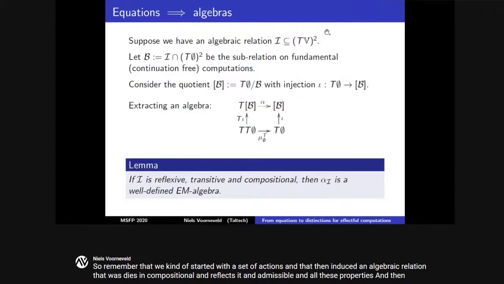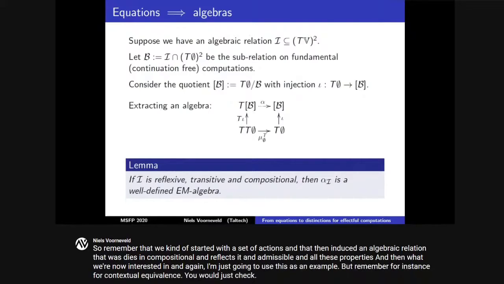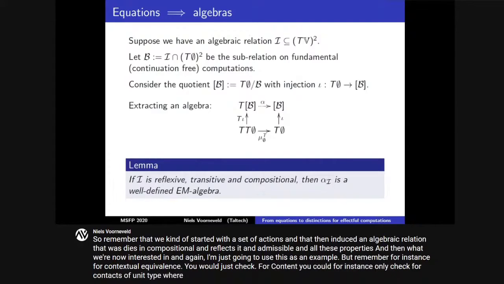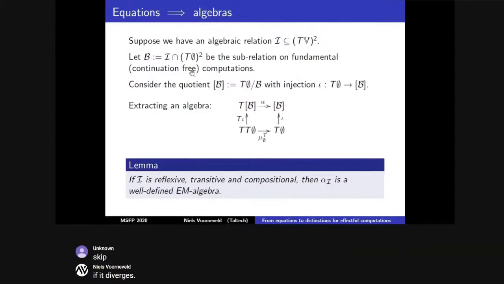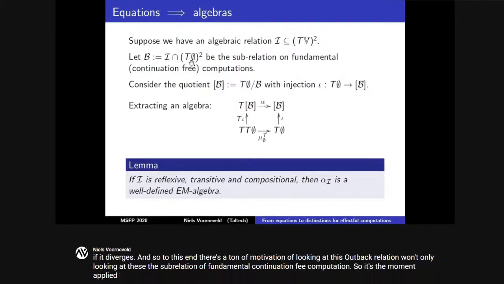And then what we're now interested in, and again, I'm just going to use this as an example, but remember, for instance, for contextual equivalence, you could only check for contexts of unit type, where at unit type you could say, okay, you can either check if it terminates or if it diverges. And so this is the motivation for looking at this algebraic relation when only looking at the subrelation of fundamental continuation-free computations. So this is the monad applied to the empty set. So these can only end at the failure state and the success state.